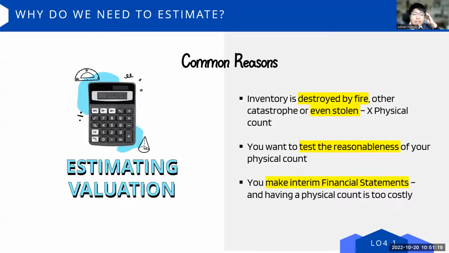So in order to test your physical count, you should be able to know how to estimate the value of what should have been the physical count so that you can compare. If it's really near, then you can be confident that maybe only a few items were lost. But if it's like a 50% difference, then you know that it seems to be a problem, right? And then the final reason is that sometimes you make interim financial statements and therefore you need to get the ending inventory. But it's a hassle to do a physical count every time you're asked to do an interim financial statement. And therefore, it's easier to estimate.